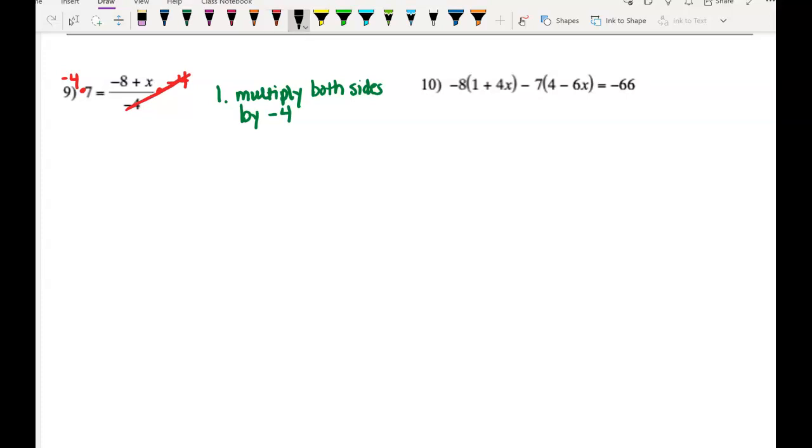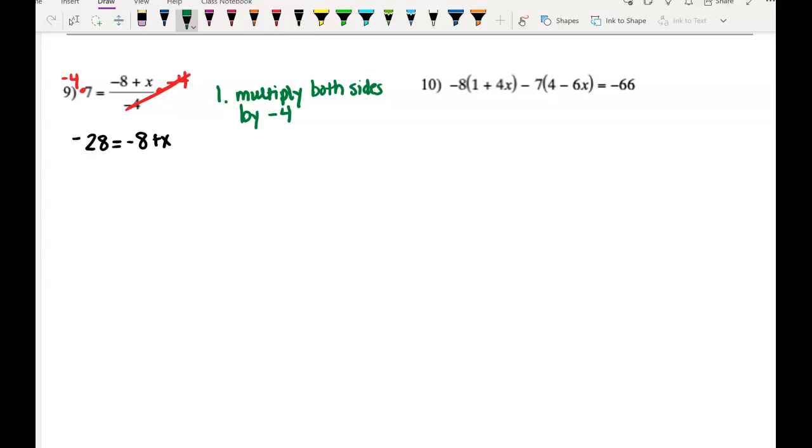So what is negative 4 times positive 7? Negative 4 times positive 7. Anyone? Negative 28 equals negative 8 plus x.